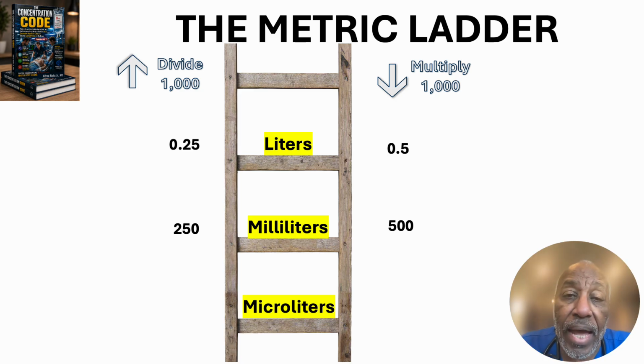The volume side of clinical pharmacology has its own version of this. Liters and milliliters sit on a 2-rung ladder with the same relationship. 1 liter is equal to 1,000 milliliters. Moving from liters to milliliters means going down one rung, so you multiply by 1,000. Moving from milliliters to liters means you're going up one rung, so you divide by 1,000.